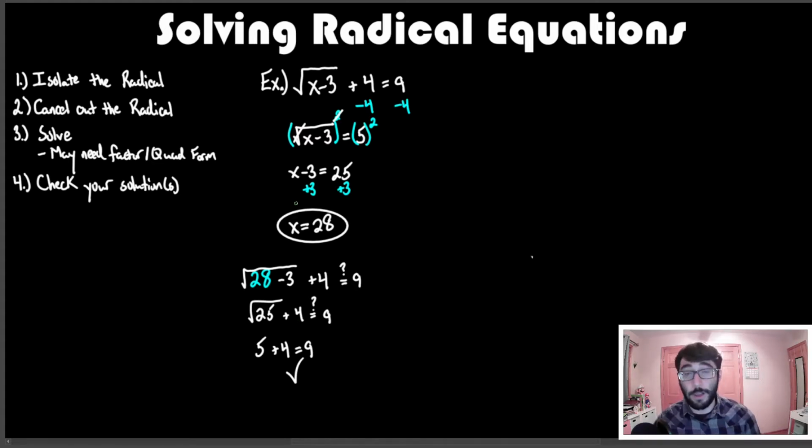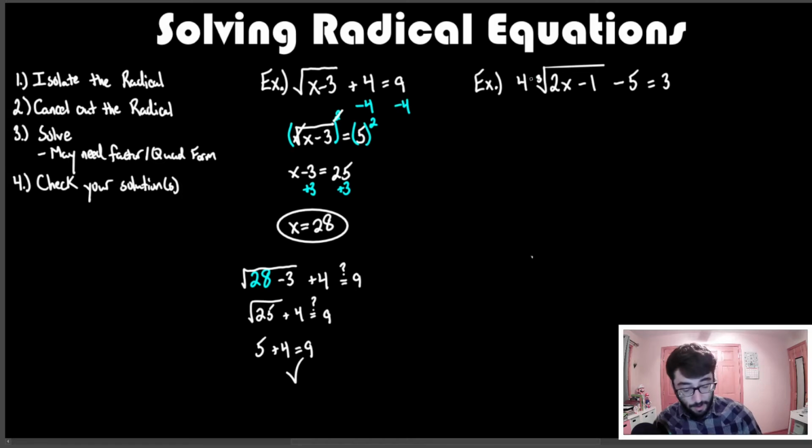That's really important. Always make sure you double check your answers, especially for square root equations. It's probably a good idea to do it for all of them, just in case you made a silly mistake along the way, but especially for square roots because we can have extraneous solutions. Now that's just a square root equation. Let's take a look at a cube root equation.